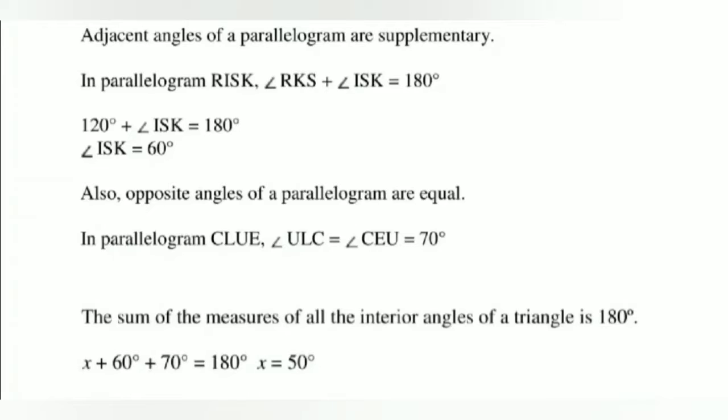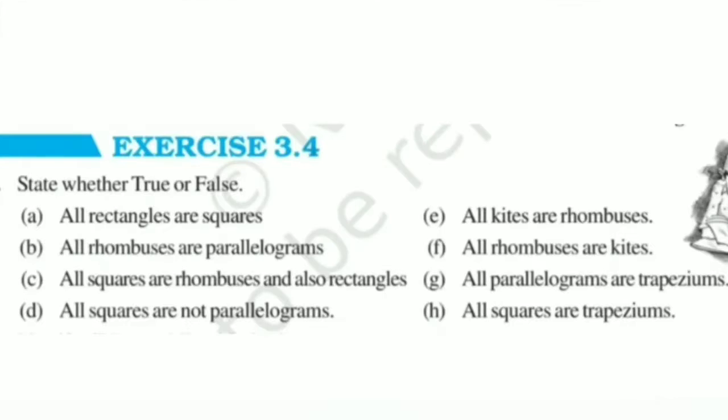Now scholars, your exercise 3.3 is completed. Now let's see the next exercise 3.4. See question number 1. State whether true or false. Number 1. All rectangles are squares. Yes, this is false because all squares are rectangles, but all rectangles are not squares. So the answer is false.